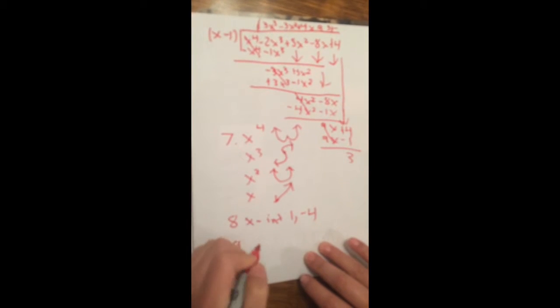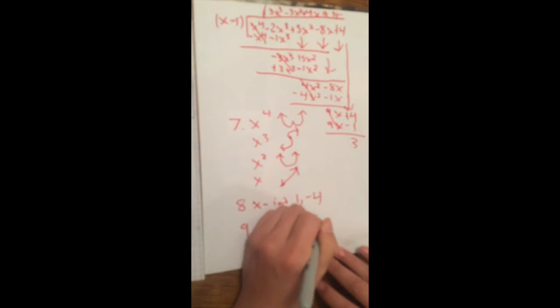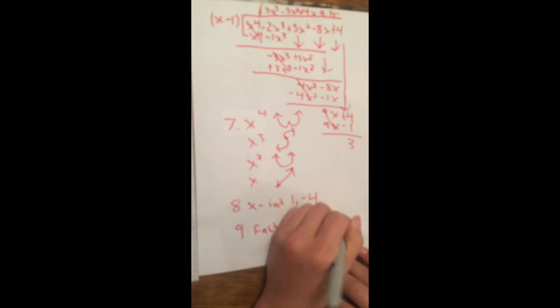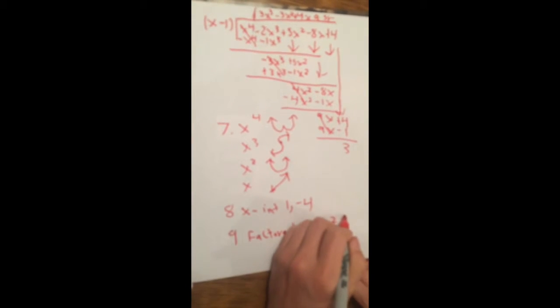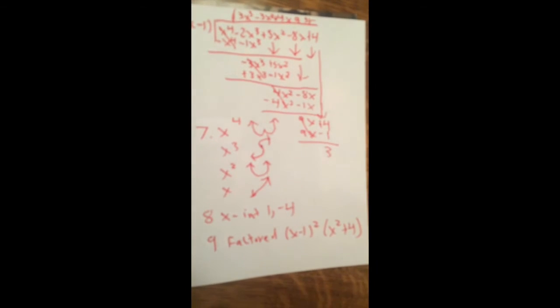And for 9, the factored form for this polynomial is (x minus 1) squared times (x squared plus 4). And that's it.